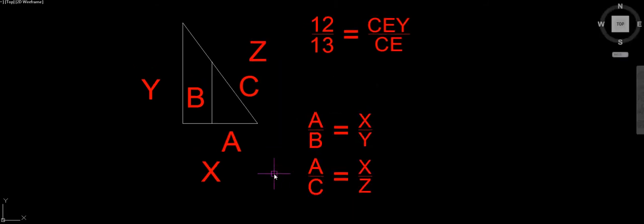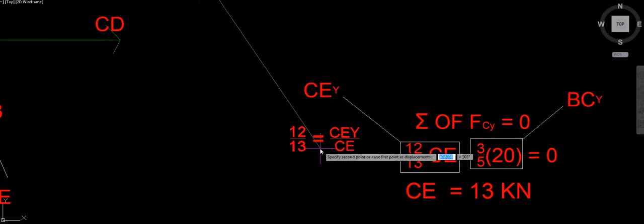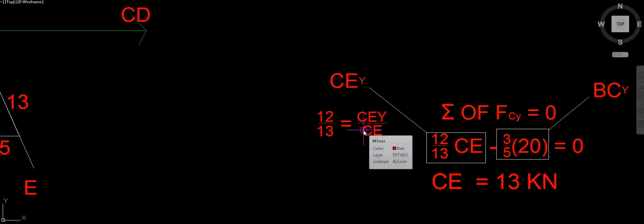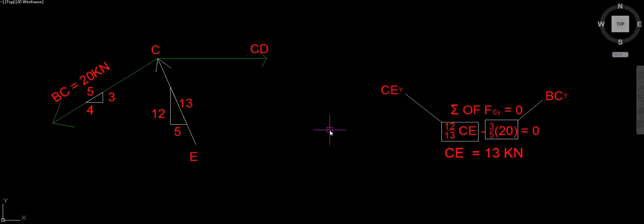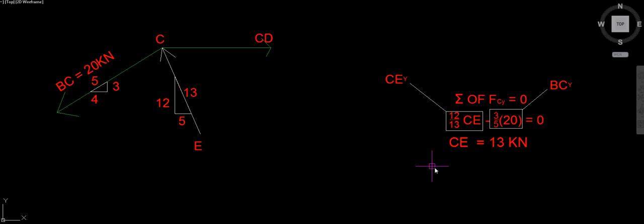And so you can go on with this and say, never mind, this video is going to be too long, but you get what I'm saying. So this is where this comes from. The CE just gets carried to this side. We've got 12 divided by 13 times CE equals CE, or the Y component of the force acting on CE. Anyhow, using a little bit of algebra, we can solve for CE. It's 13 kilonewtons, and this member is going to be in compression.